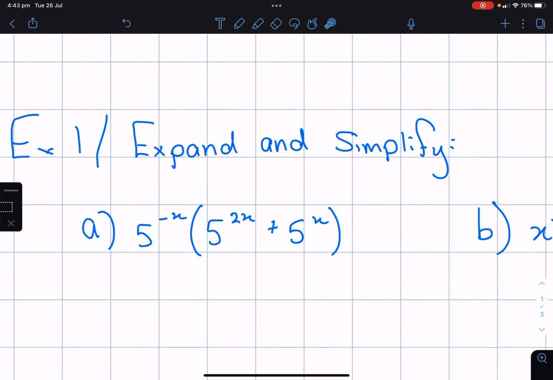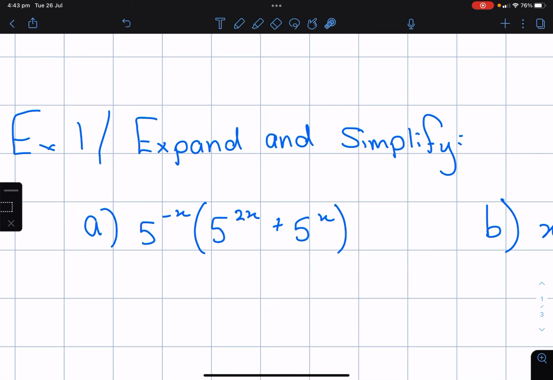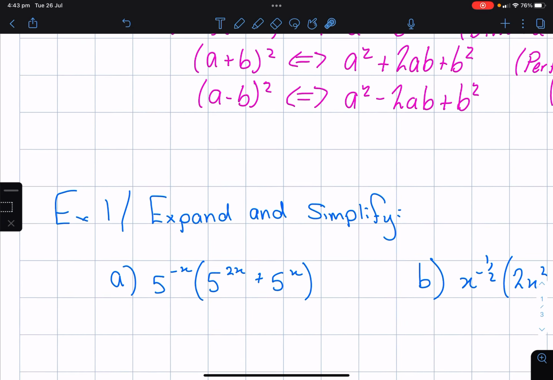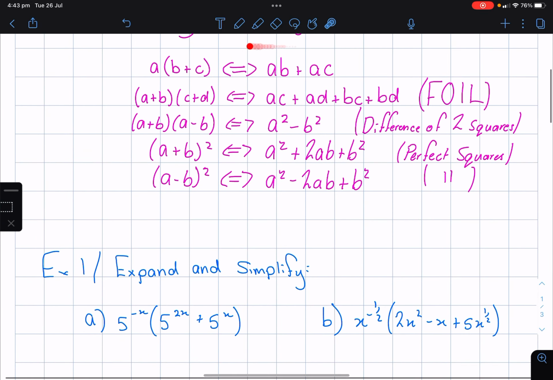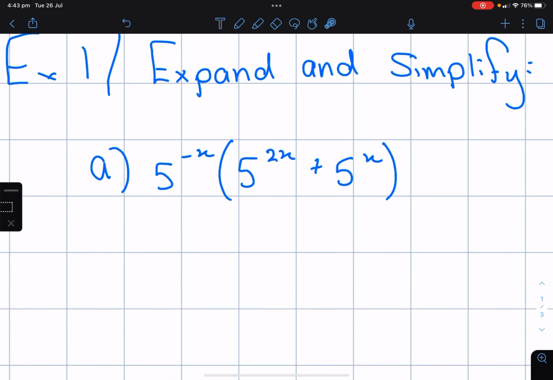So we've got 5 to the power negative x times by 5 to the power of 2x plus 5 to the power of x. So if we're just looking at this as a whole, 5 to the power of negative x is just one number, okay? So this looks exactly like this rule here. So we've got a number times by a number plus a number, all right? So we know this expands out like this. So let's do that now.